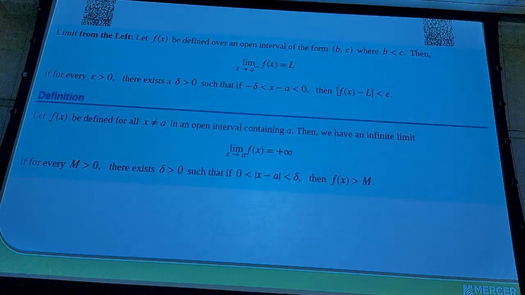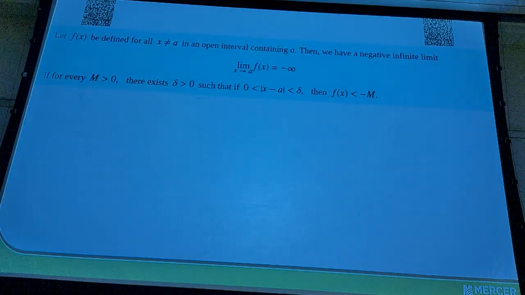So what it means for a function to increase without bound: for every M greater than 0, there is a delta greater than 0, such that if 0 is less than the absolute value of x minus a, less than delta, then f of x is greater than M. That means there's no upper bound on f. You can always find a larger value. And likewise for decreasing without bound, f of x is less than negative M.